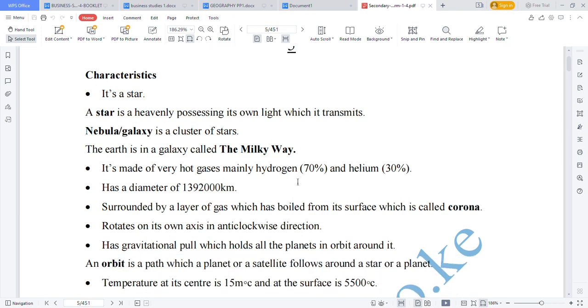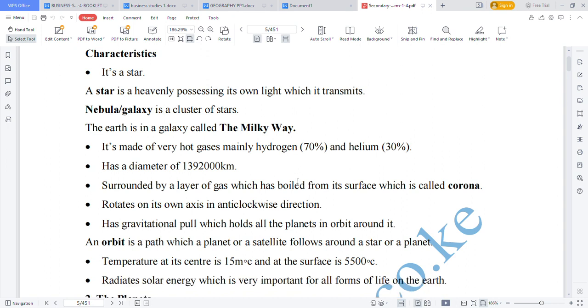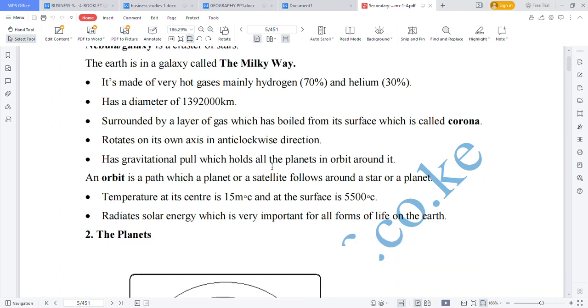Then you have nebula or galaxy, which is a cluster of stars. A cluster of stars is called a nebula or galaxy. The Earth is in a galaxy called the Milky Way.